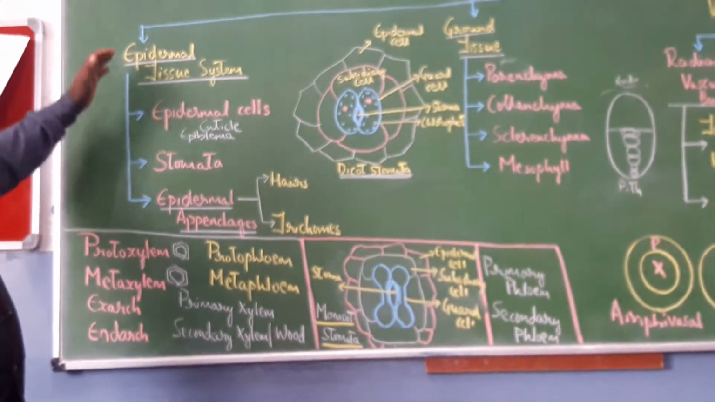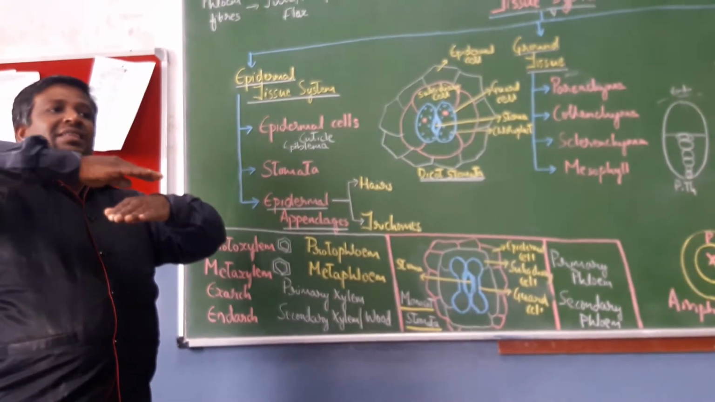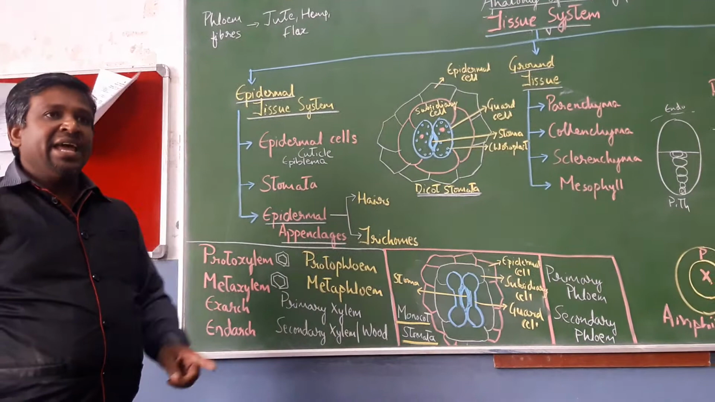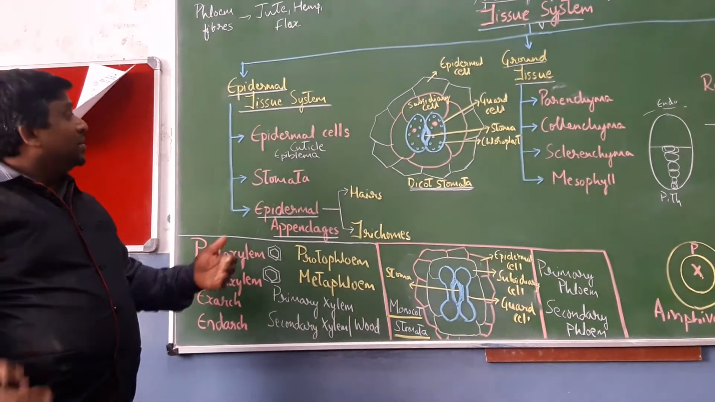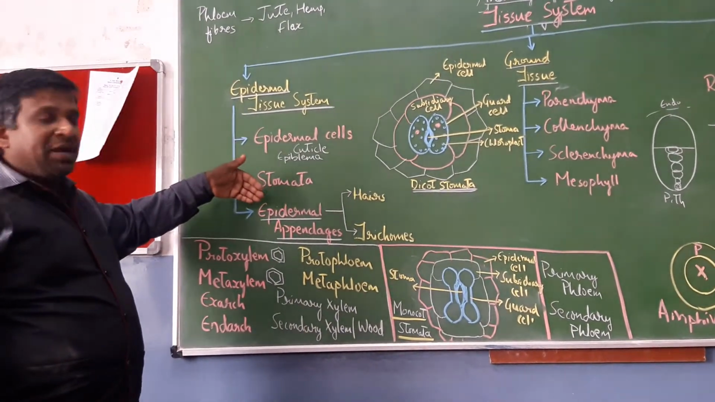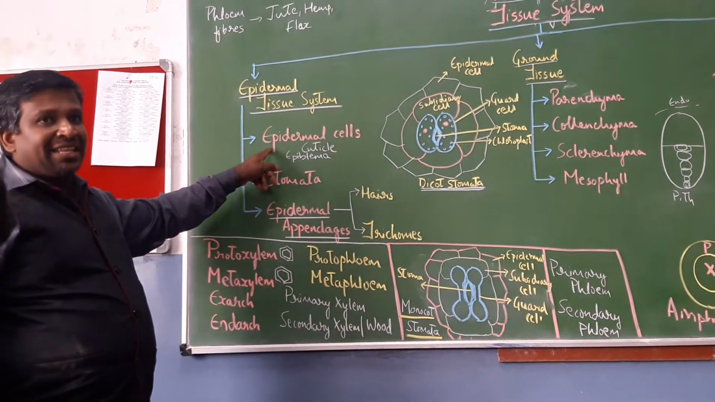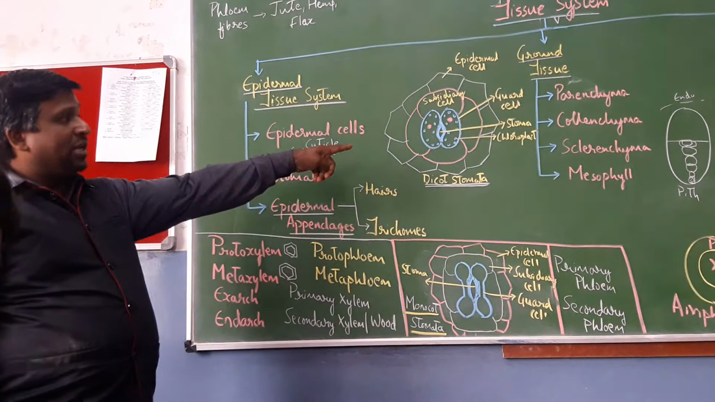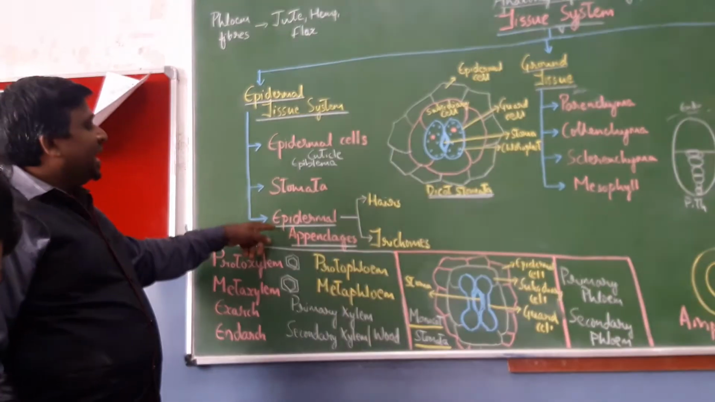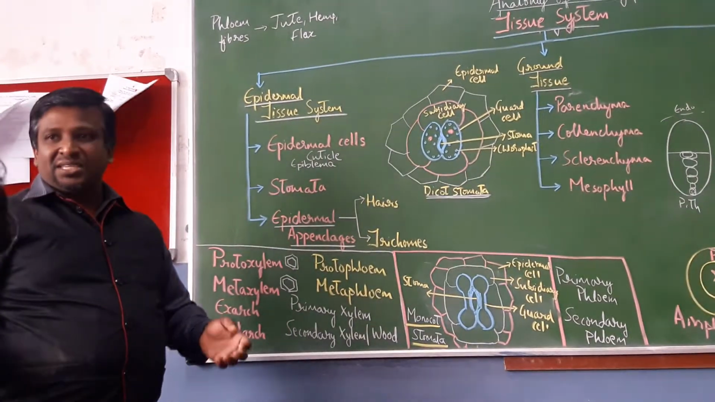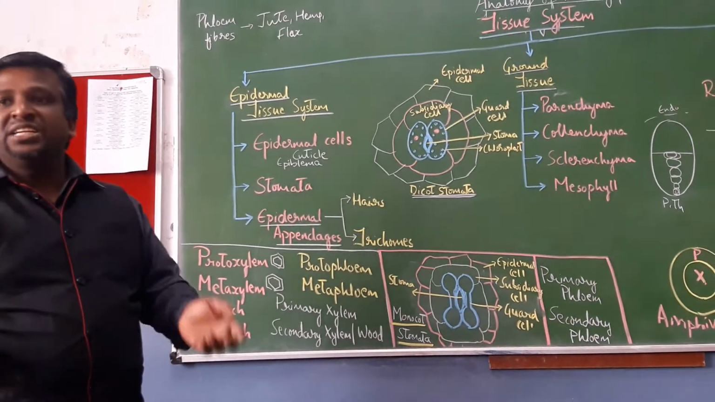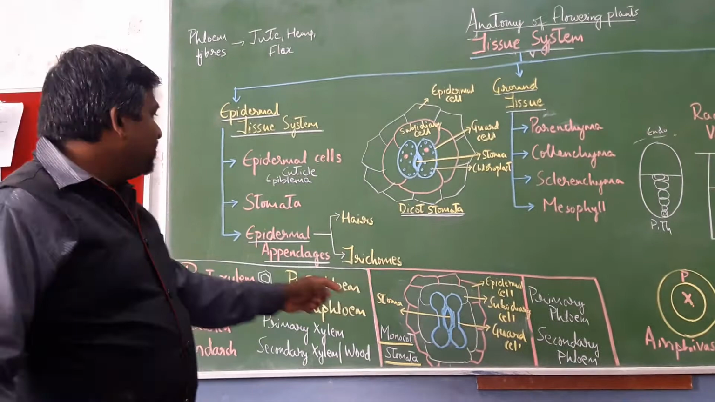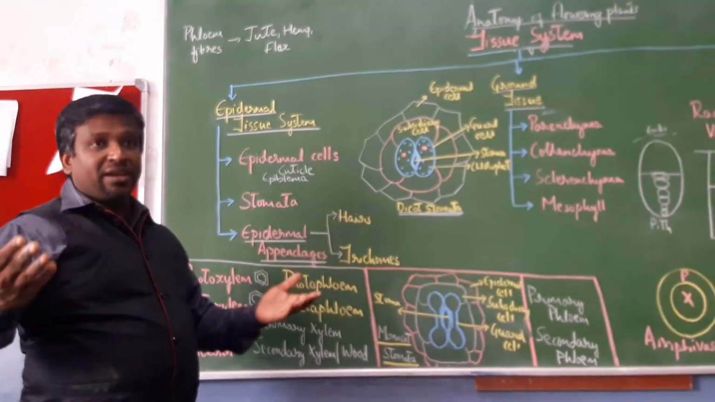So epidermal tissue system: epidermal is the outermost layer. Usually epidermis is a single layer. They have different types of cells in the epidermis. Epidermal cells are there. It also has stomata. I'll be discussing the stomata structure also. Then they have epidermal appendages. Appendages are the extensions. It can be either trichomes or it can be hairs, root hair.